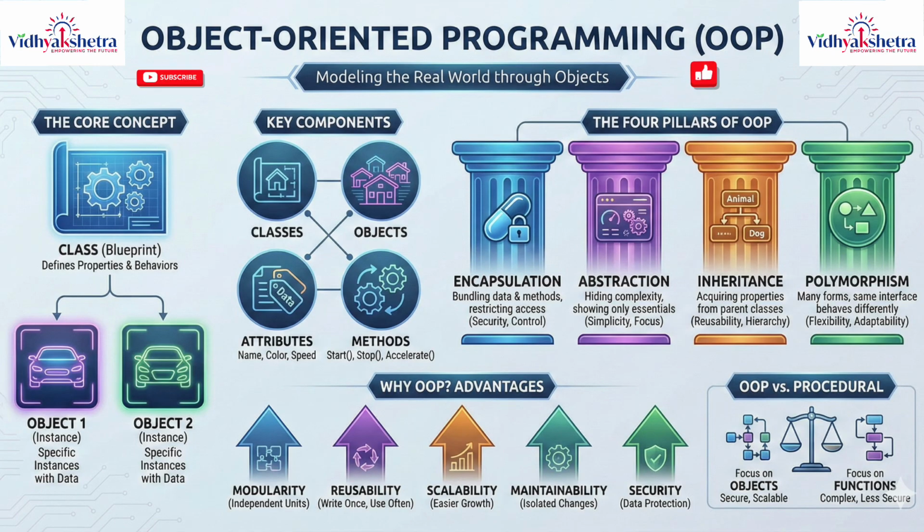Conclusion. In conclusion, object-oriented programming is a powerful approach to software development. By modeling real-world entities as objects and using classes, attributes, and methods, OOP allows developers to build structured, reusable, and maintainable software. The four pillars, encapsulation, abstraction, inheritance, and polymorphism, provide flexibility, security, and scalability. Mastering OOP is essential for anyone aspiring to become a proficient programmer, software developer, or engineer.